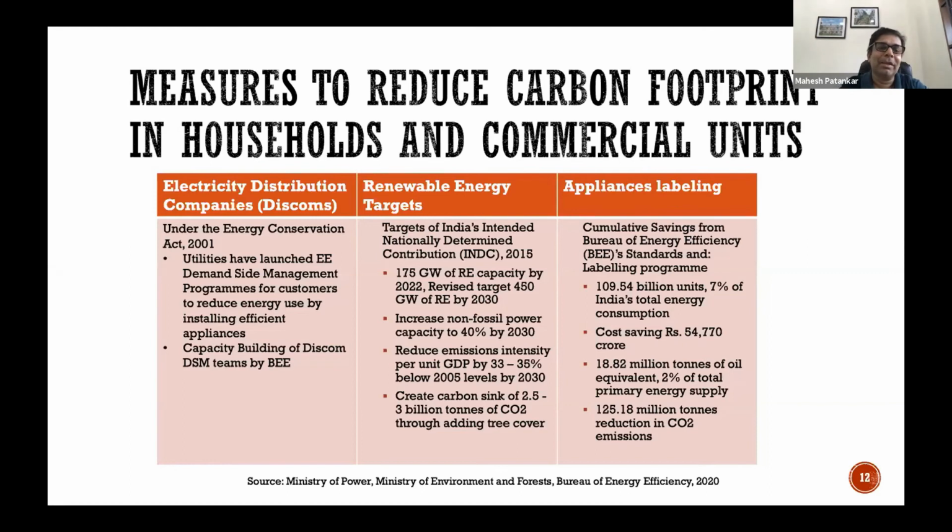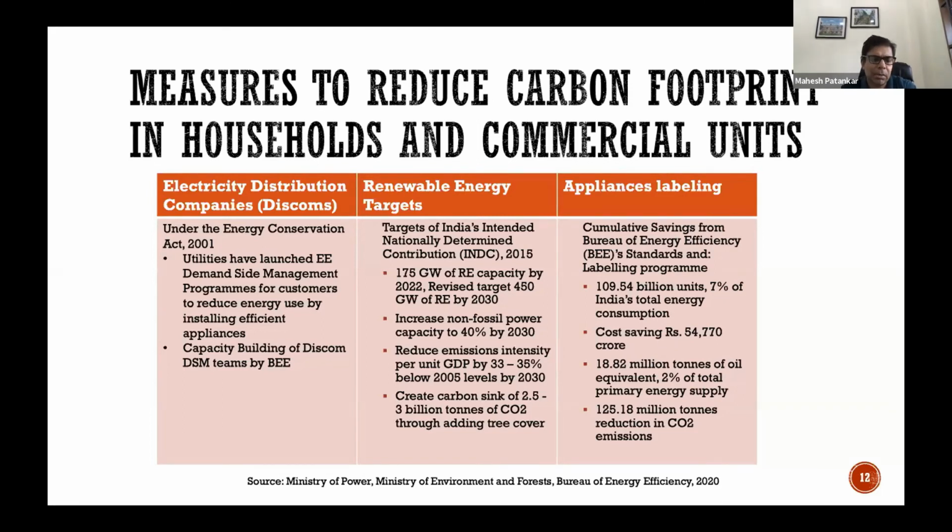Related to reducing the carbon footprint of households and commercial units, I think we all are aware of renewable energy targets in India. We have talked about 175 gigawatts of renewable energy capacity. I think what's also important is something which we have ignored for a long time, which is the appliance labeling and standards initiative by the Bureau of Energy Efficiency.